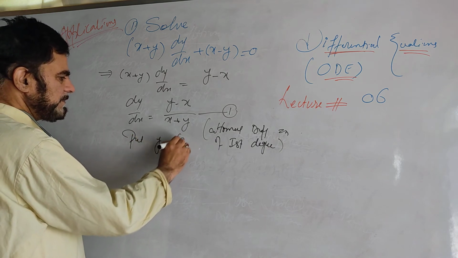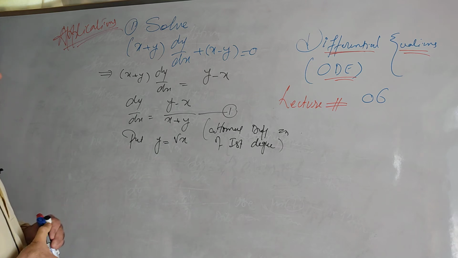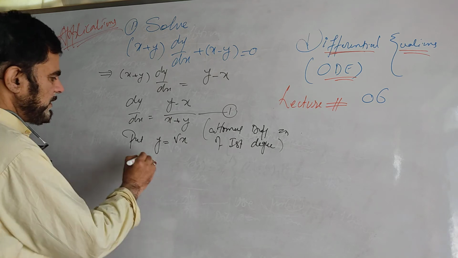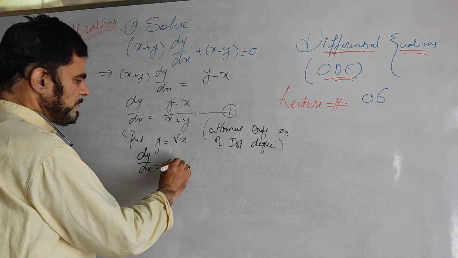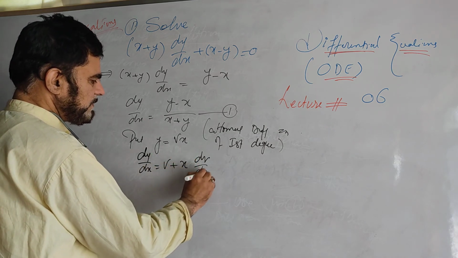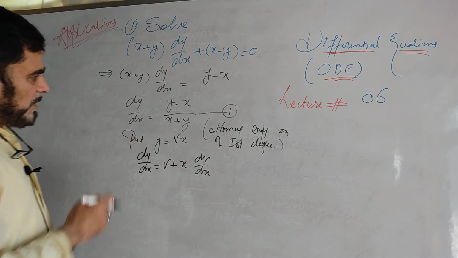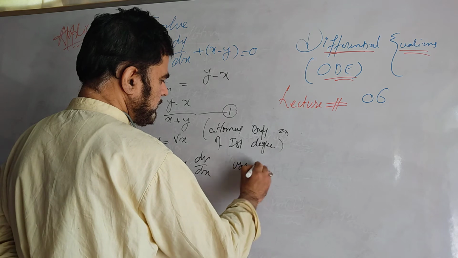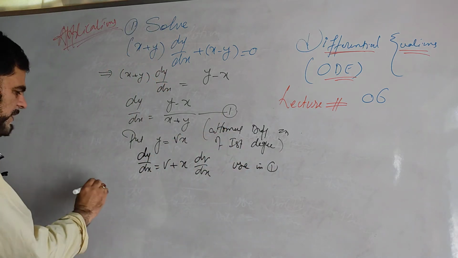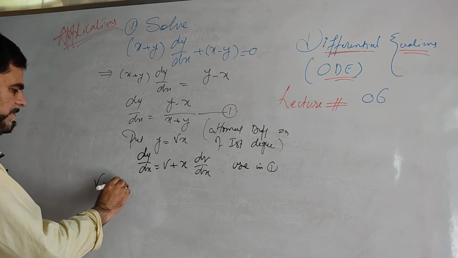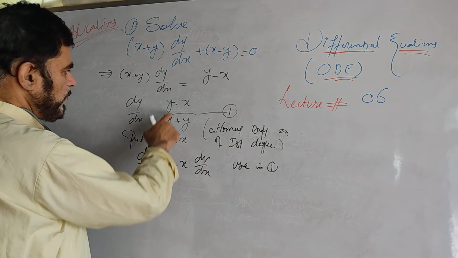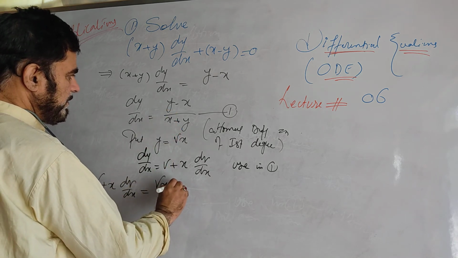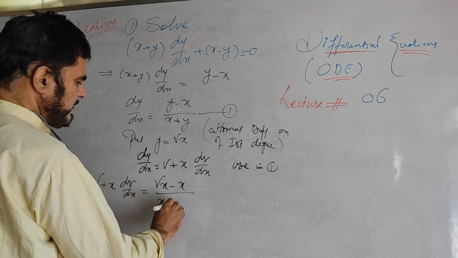y is equal to vx. This dy by dx is v plus x dv by dx. Using in first, what you get is v plus x dv by dx is equal to, y is vx, minus x, over x plus vx.